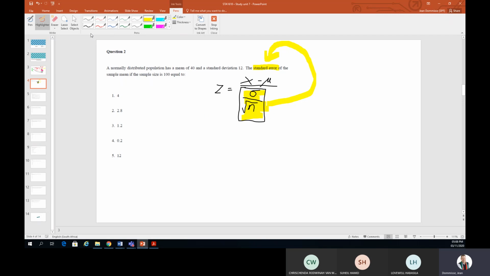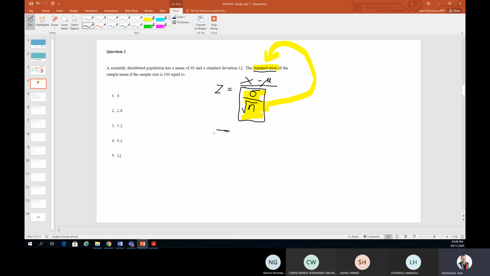So for this one, we don't need to work out the Z. We just need to work out the standard error. And I think that is quite important, to see again what we need to get. So we need to work out the standard error.